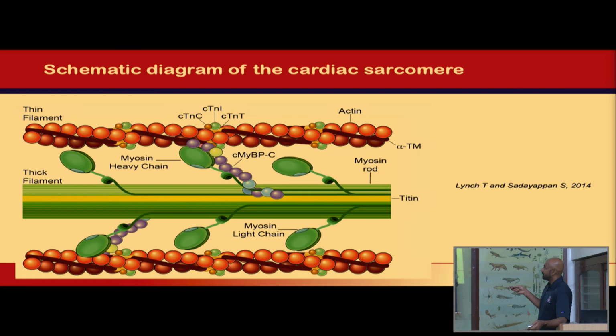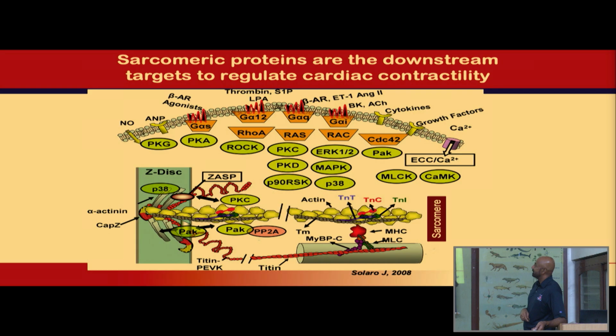So this is the schematic diagram of the sarcomere. You have the thick filament, titin, and then myosin heavy chain, and then myosin binding protein C, and then the thin filament proteins: the troponin complex, actin, alpha tropomyosin. These are the major sarcomeric proteins. The myosin heavy chain has two light chains, regulatory light chain and essential light chain, which are attached to the myosin heavy chain. Again, myosin is the motor protein. We talked about that yesterday.